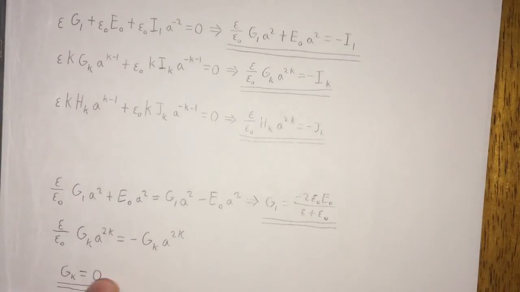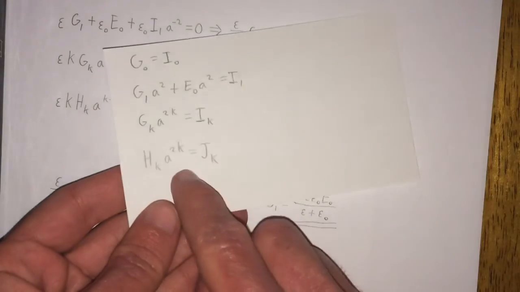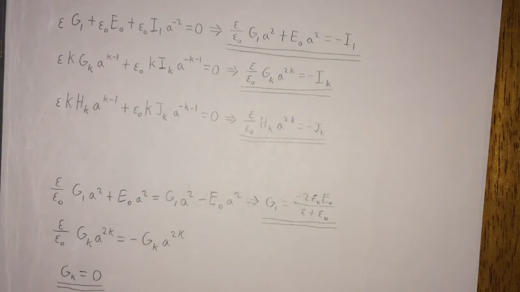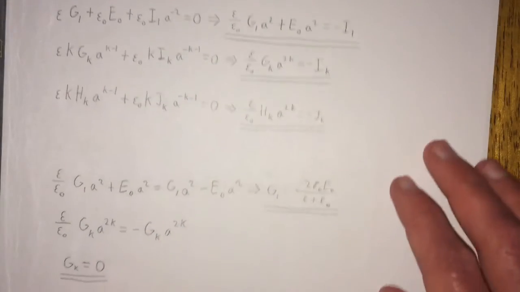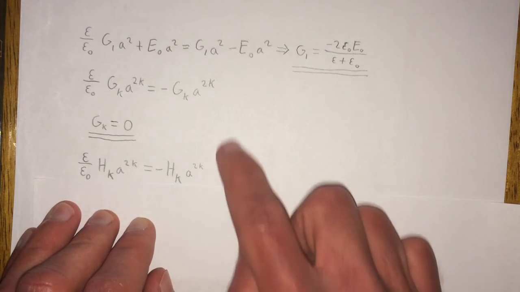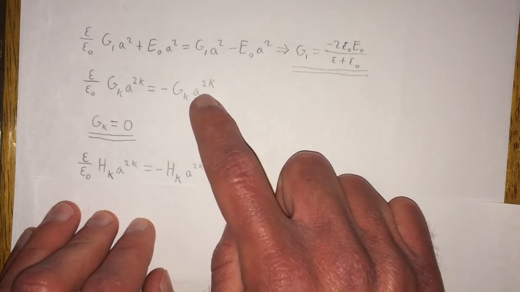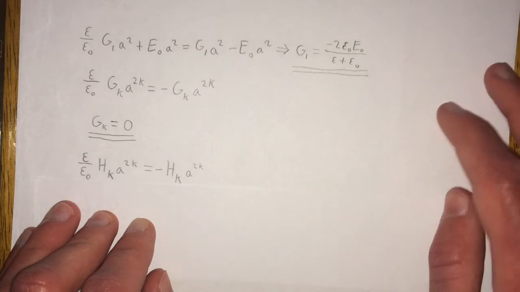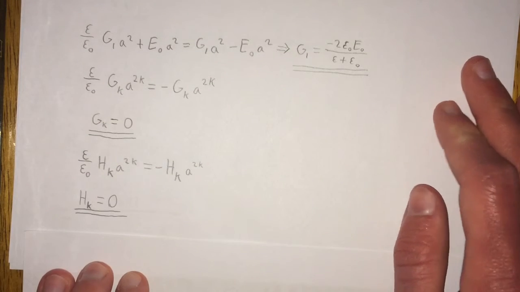Now, if we use this equation here with this equation, we obtain this equation, which, if you notice, is the exact same. It has the exact same issue as we had up here, and thus h sub k is equal to 0 as well.